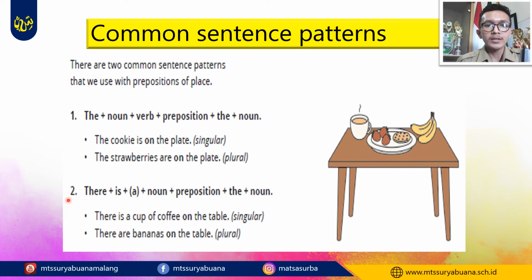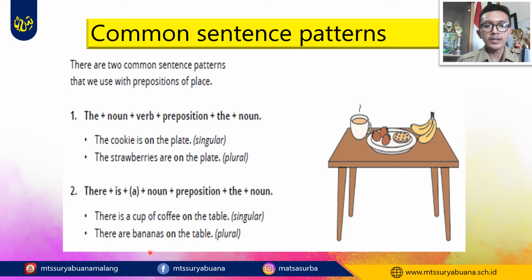And then the second pattern of the sentence: there plus is plus a, followed by noun, followed by preposition, followed by the, and then followed by noun. The example sentence is, there is a cup of coffee on the table. This is for singular nouns. The singular noun here is a cup of coffee. So the sentence becomes, there is a cup of coffee on the table.